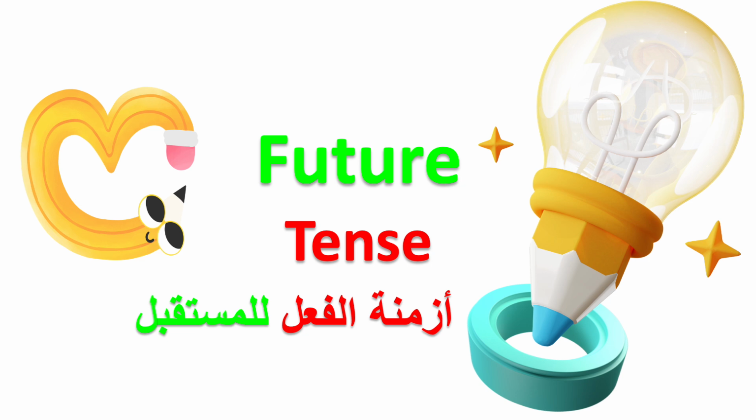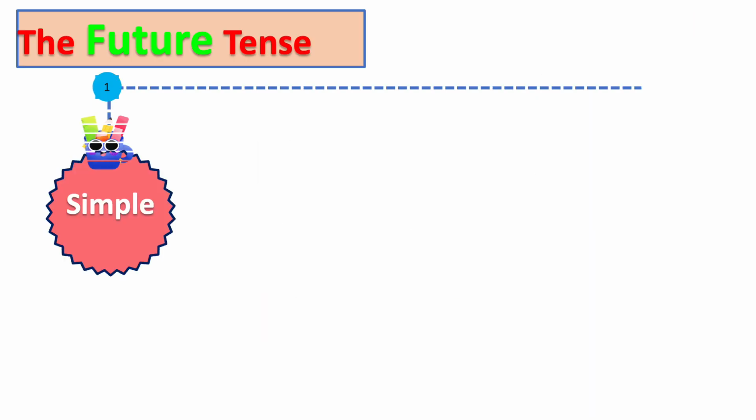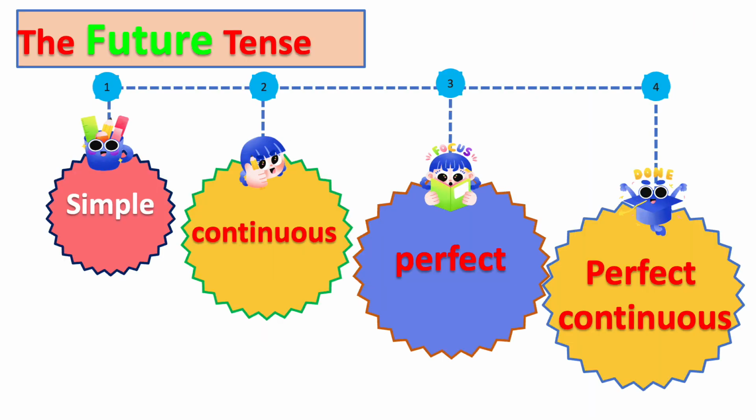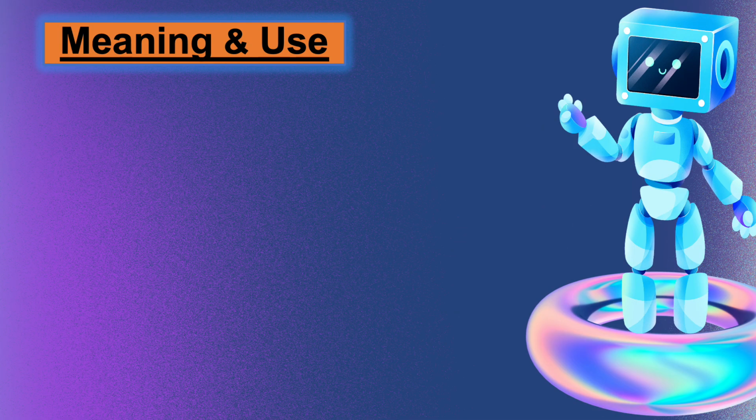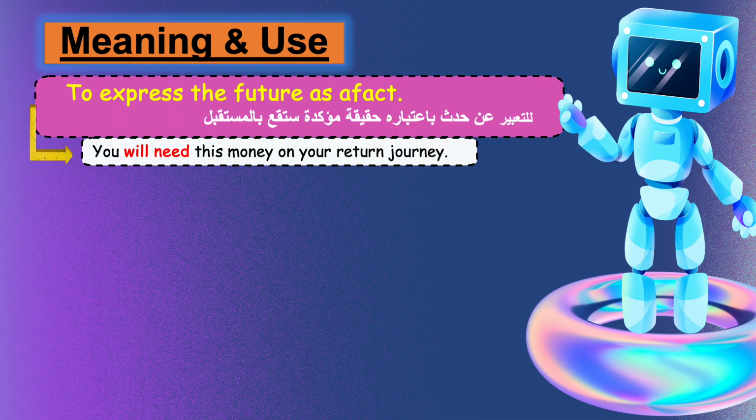The future tense. The future tense is broken down into 4 different categories: simple, continuous, perfect, and perfect continuous. Let's get started. Simple future. Meaning and use. We use the simple future to express the future as a fact. In this tense, it's not always clear which use the speaker has in his mind.